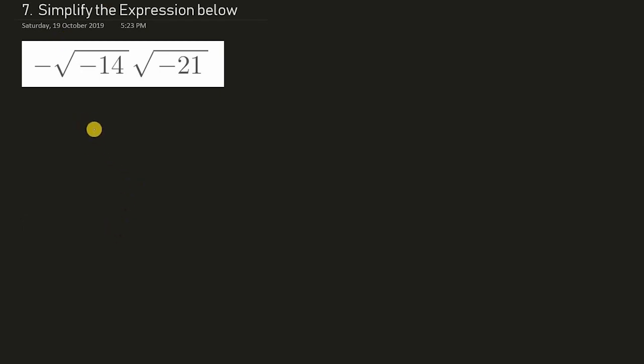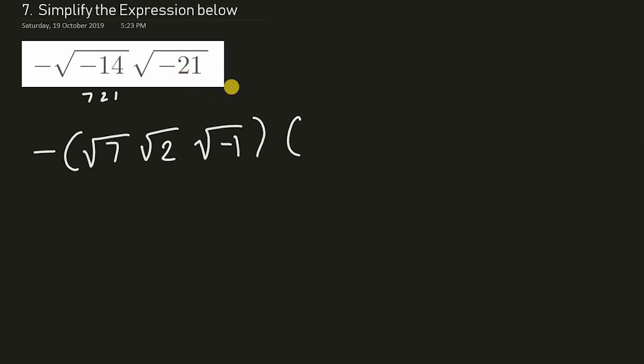Next problem. Problem number 7. We are tasked to simplify the expression below. So, to simplify this expression, isi-simplify natin to. Okay? So, that would be negative. Then, i-break down natin yung nasa loob ng 14. Ano ba factors then? Factors of 14 can be 7, 2, and 1. Okay. So, that would be equal to square root of 7 times square root of 2 times square root of negative 1. Because 7 times 2 times negative 1 is equal to square root of negative 14. Tama?